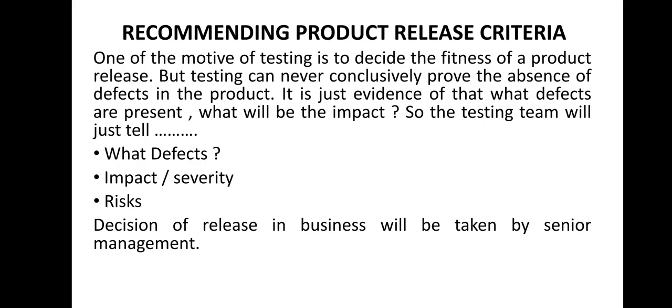But testing never proves the absence of defects in the product. It is just evidence of what defects are present and what their impact will be. That means it tells two things: defects and their impact. The testing team can only tell what defects are there, what the severity of these defects is, and what risks can occur regarding these defects. Then the decision of release in business will be taken by senior management. So this is all about test processes.